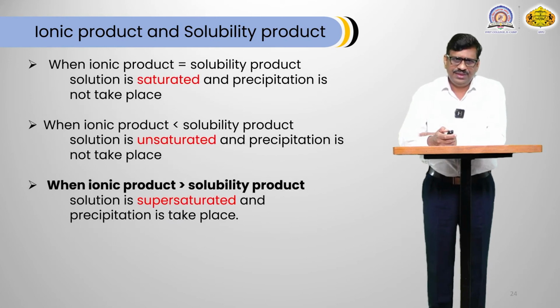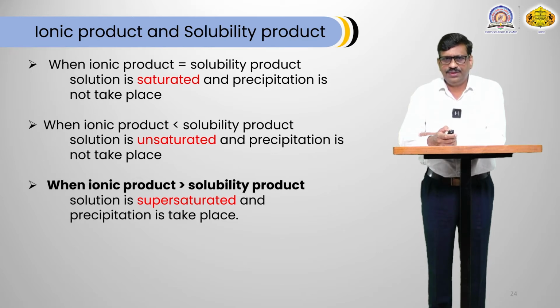Now, what is the relation between ionic product and solubility product? This ionic product and solubility product are very important for formation of precipitate. When ionic product and solubility product are equal, then that solution is called a saturated solution, and in that solution precipitation is not going to take place. Listen again, when ionic product is equal to solubility product, that solution is called a saturated solution, and in that case precipitation does not take place.